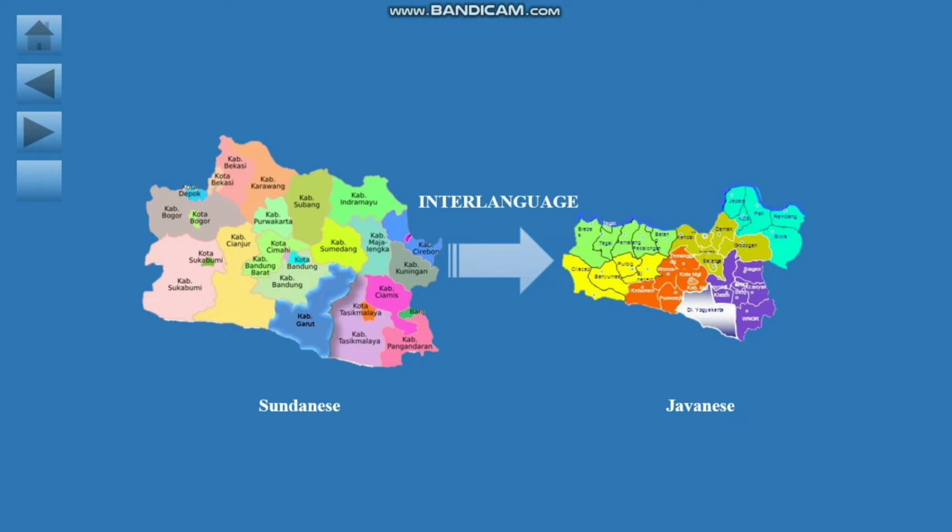The term interlanguage was coined by the American linguist Larry Selinker. A learner's interlanguage is a unique linguistic system, as L2 learners construct a linguistic system that draws in part on the learner's L1, but it's also different from it and also from the target language.